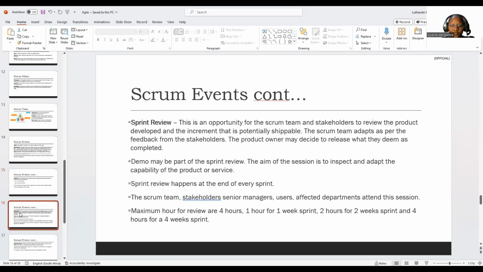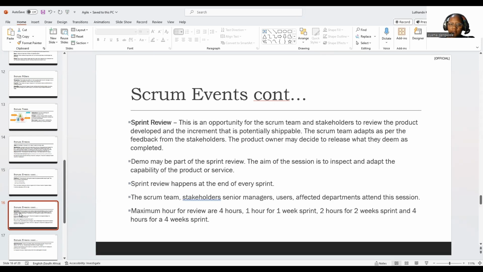Okay. We've got a sprint review. In this sprint review, this is an opportunity for the team and stakeholders to review the product and the increment which is potentially shippable, right? We want to look at what it is that we have built. Is there anything that we can take into production so that we can respond as quickly as possible to our customers?